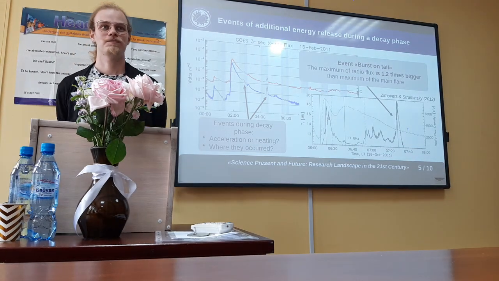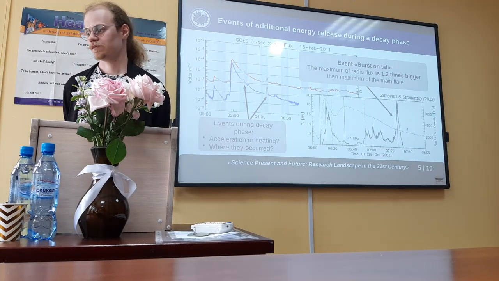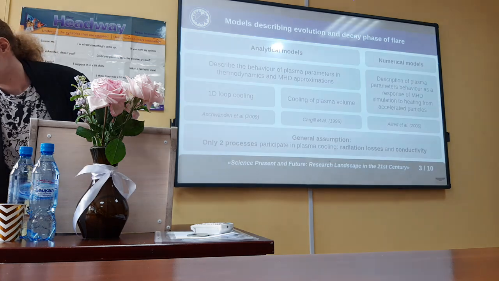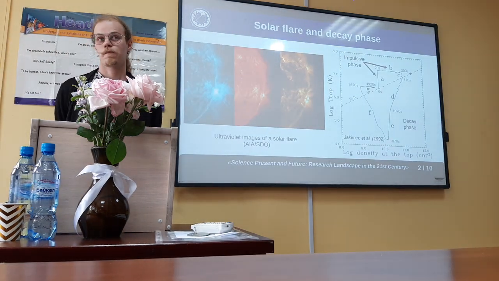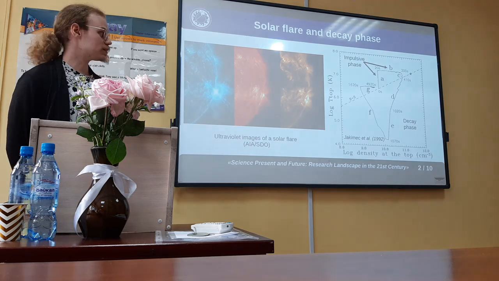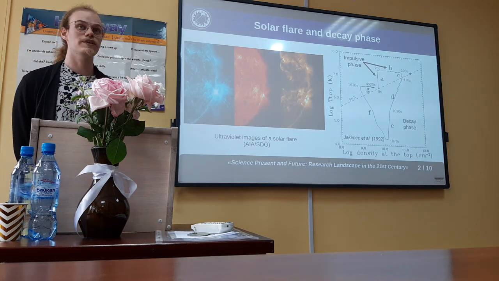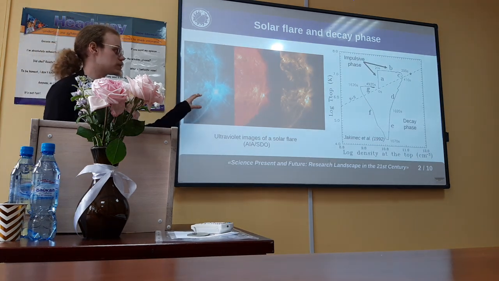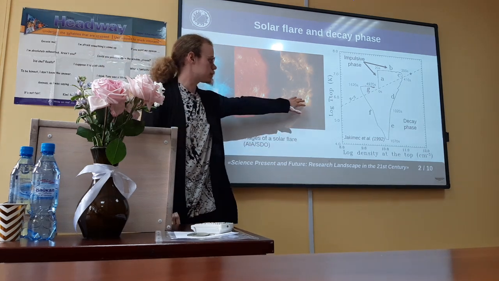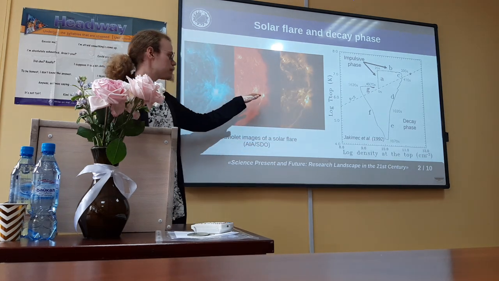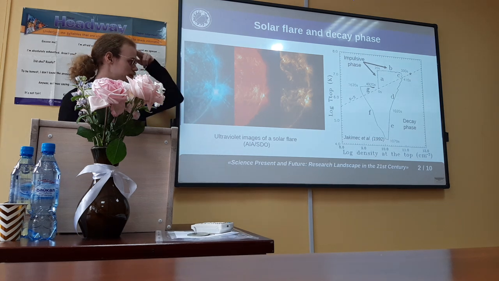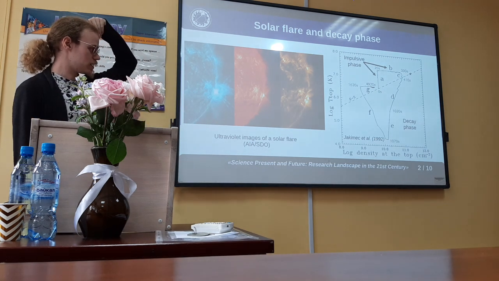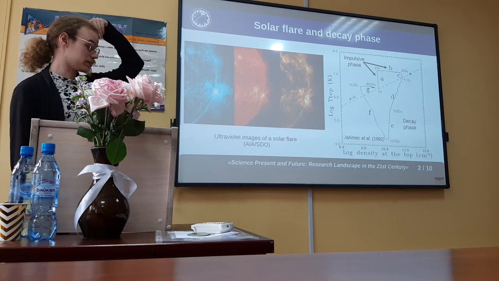Can we return to slide number 2? Oh, yes. Here we can see 3 pictures. What's the difference between them? They are just different lines of the UV spectrum. This one, for example, is 171. This is 304, and this one, if I remember correctly, is 97 angstrom.